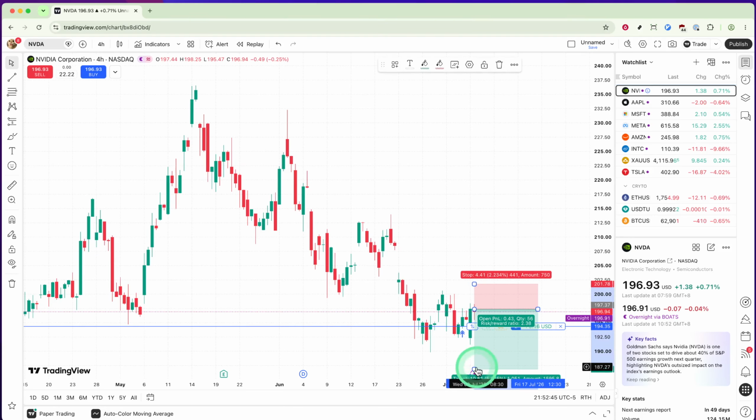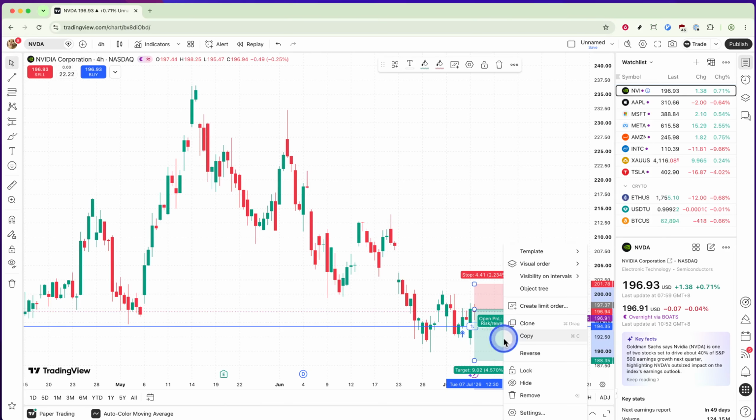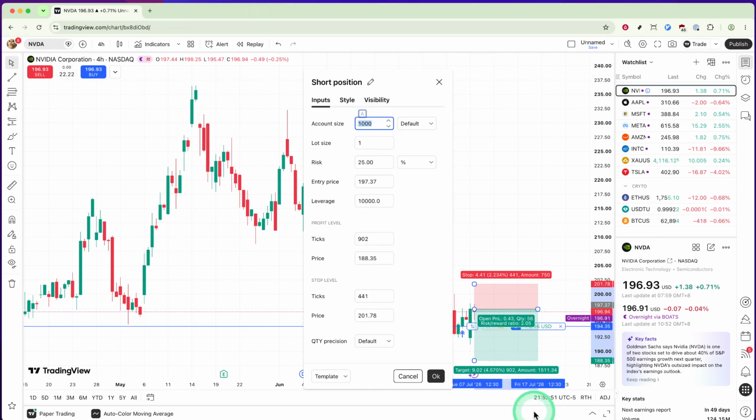Now that your position tool is on the chart, let's configure its settings for accurate calculations. Right-click on the position tool and select the settings option. Here, you'll need to input some key details about your trade. Start by entering your account size. This ensures that all calculations are based on your actual trading capital.